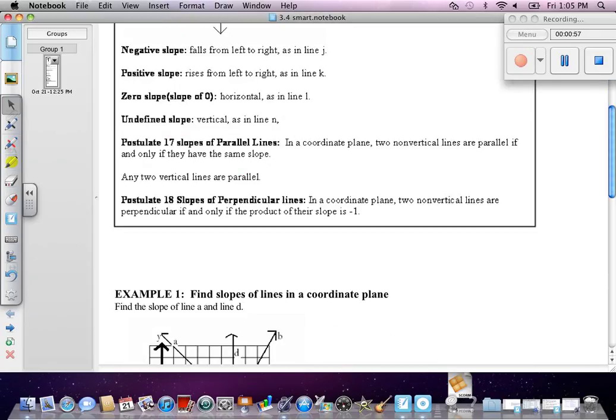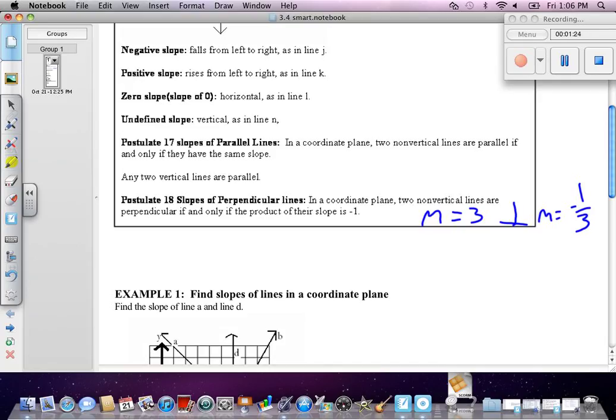For example, if I tell you the slope of a line is 3, and I want to know the perpendicular slope for a line that would be perpendicular to it, its slope would be -1/3. Parallel slopes are the same. Perpendicular lines are the negative reciprocal. So you flip it over, and you change the sign from negative to positive or positive to negative.